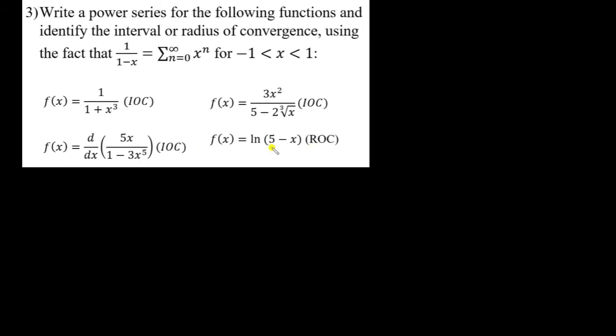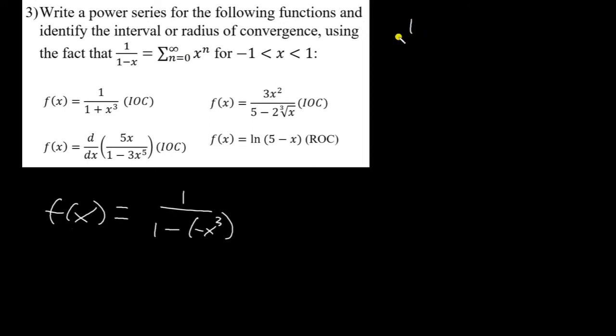So let's get started. For this first one, f of x equals 1 over 1 plus x cubed. Notice that this already looks very similar to 1 over 1 minus x. The only difference is that instead of a minus x, we have a plus x cubed. So I can actually rewrite f of x as 1 over 1 minus negative x cubed. And now it looks even more similar because just instead of this x, we have this negative x cubed. So that means here, I can replace this x with a negative x cubed, right?